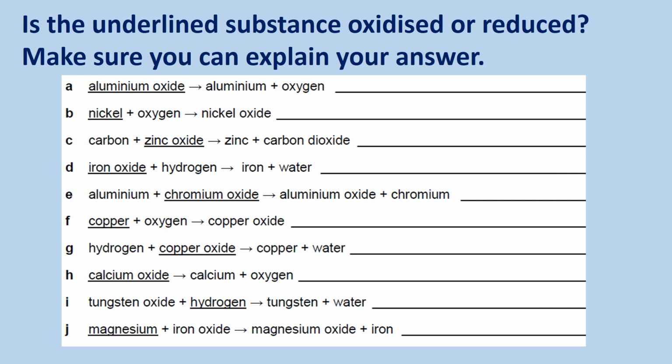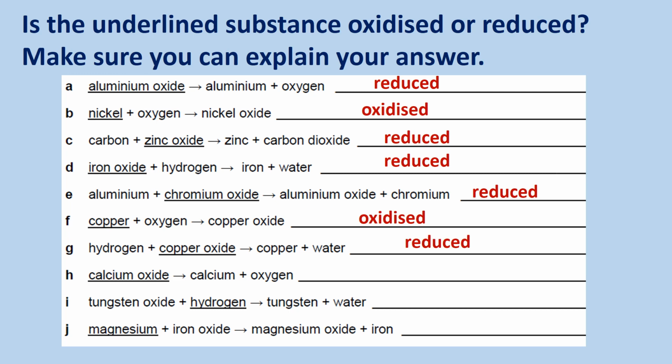Well, aluminium oxide becomes aluminium, so it loses oxygen. Okay, so it's reduced. Nickel, however, gains oxygen to become nickel oxide, so it's oxidized. Zinc oxide loses oxygen, so it's reduced. Iron oxide loses oxygen, so it's reduced. Chromium oxide loses oxygen, so it's reduced. Copper gains oxygen, so it's oxidized. Copper oxide loses oxygen, so it's reduced. Calcium oxide loses oxygen, so it's reduced.